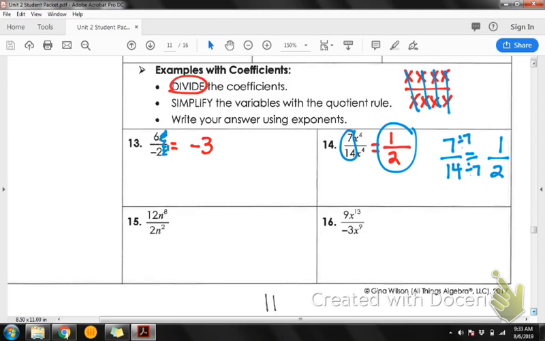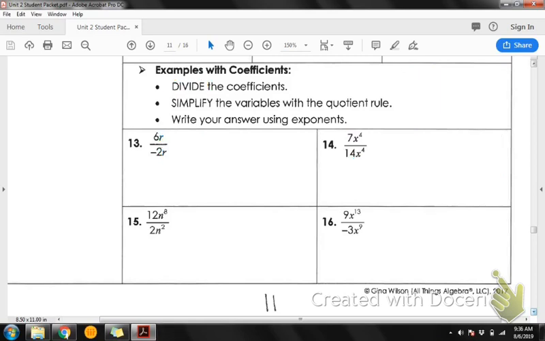Okay, let's try 15. What is 12 divided by 2? 6. Okay, so we settled that. We know that's 6. And then what do we do with our exponents? Add, subtract, multiply? Subtract. 8 minus 2? 6. So I have n to the 6th, 6n to the 6th. Questions on that one? Okay, why don't you try number 16, please?